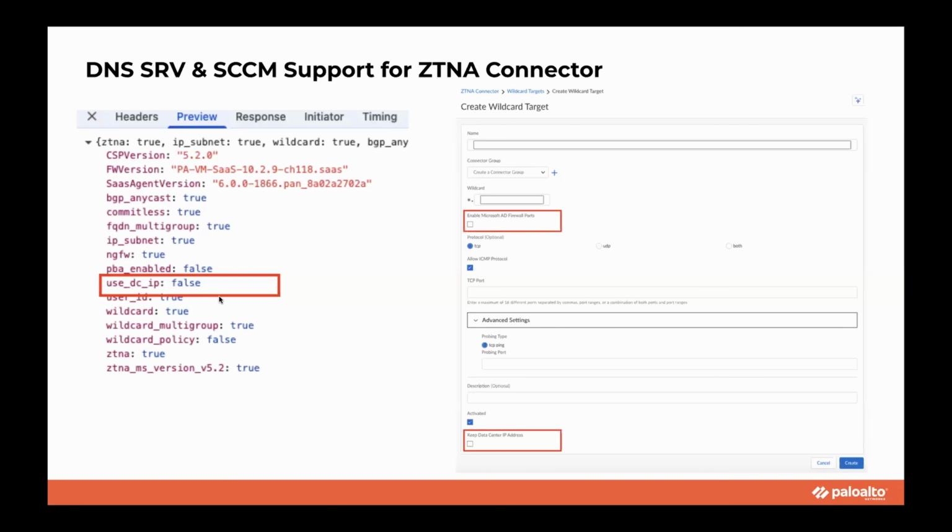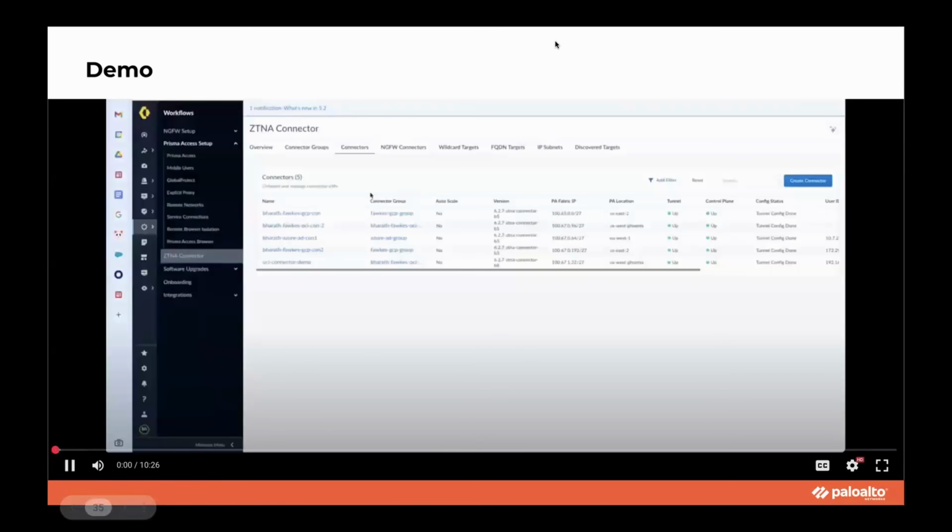And when you inspect the traffic under networking and preview, you will be able to see that the domain controller IP is set to true. So once this is false now, but once you click on keep data center IP address, because it will be using the domain controller data center IP address, this will turn into true. So now without further ado, let me go into the demo itself.